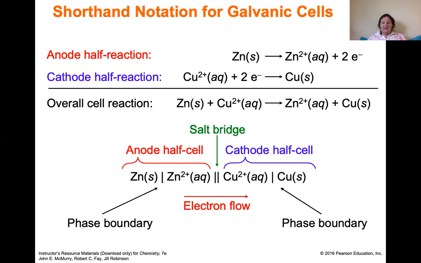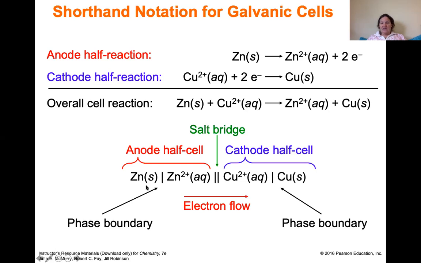And it's a lot of work to either write out the whole schematic of the cell or to write the whole reaction. So the shorthand notation for a galvanic cell is the notation on this slide, where you start with the anode on the left and write the cathode chemistry on the right. And phase boundaries are represented by lines like this. And the salt bridge is represented by a double line and then another phase boundary.